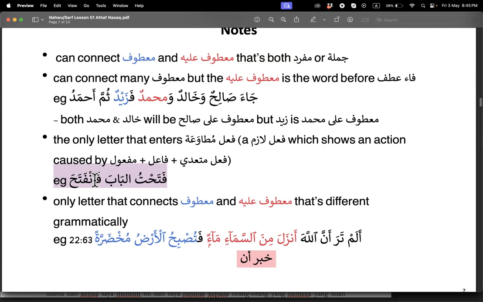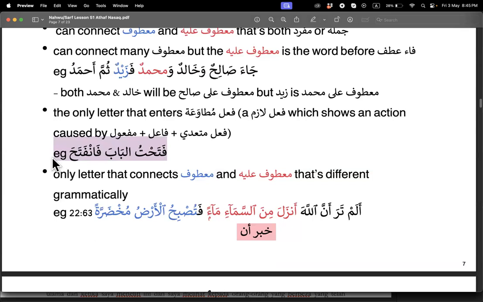But if you see in the Quran, sometimes you see a similar ayat but a different harf. Then you can come back to these notes. These notes are for you, or if one day you write in Arabic, then these notes are good for you also, inshallah. And the last one is the only letter that connects the maktuf and maktuf alaihi that's different grammatically.